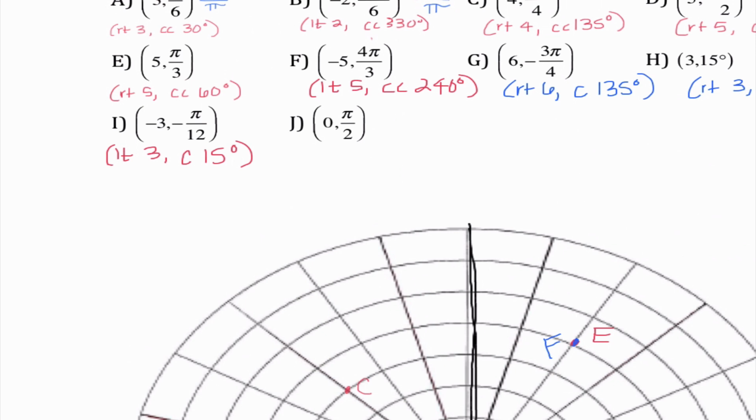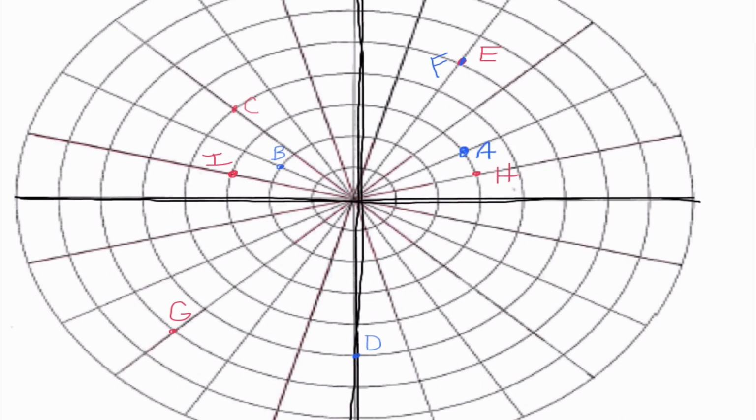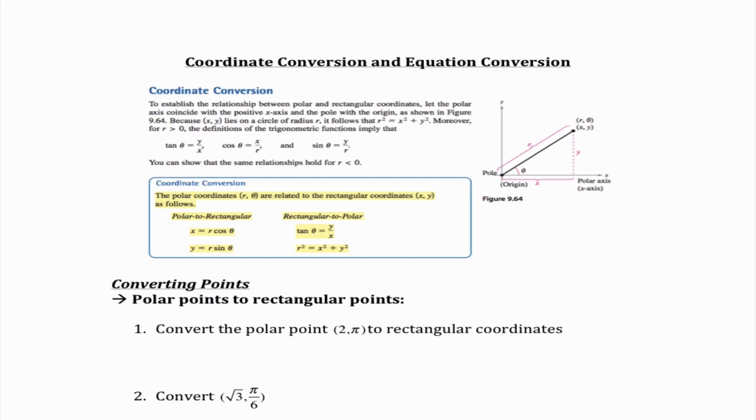And lastly, this is telling me to move 0, 90 degrees. Now, if I'm not moving anywhere, regardless of what the angle is, my answer is going to be at the origin. Okay, so this is just a little glimpse at what these ordered pairs look like. This is just something we need to practice. The more you practice it, the easier it gets, the better it becomes.